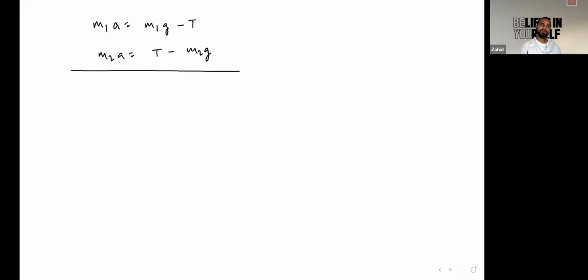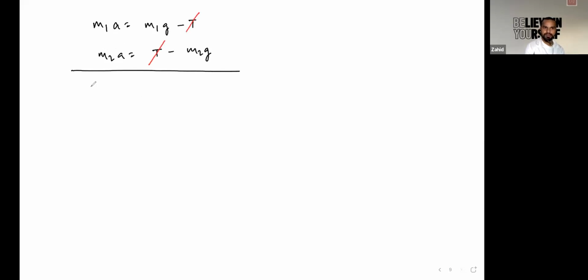We have two different equations. First one is m1a is equal to m1g minus T. And the second one is m2a is equal to T minus m2g. Just add these two equations like this. You will get the value of A. Try to solve. Here we have minus T and here we have plus T. So these two terms would cancel out.